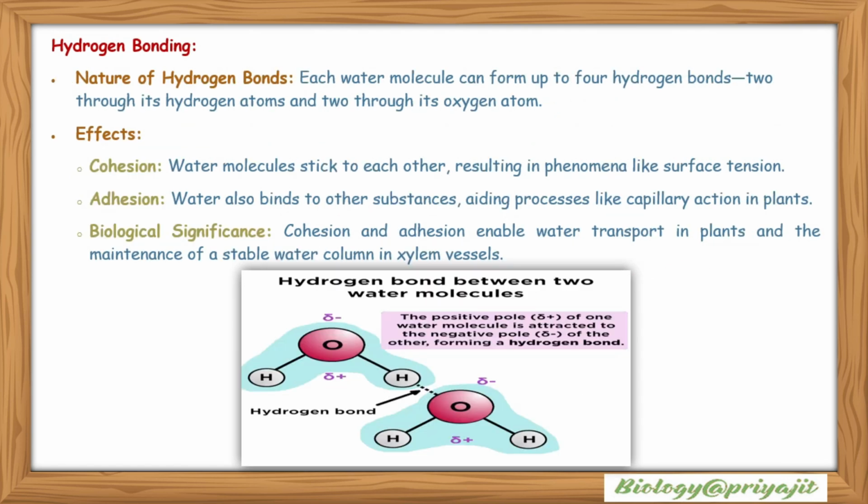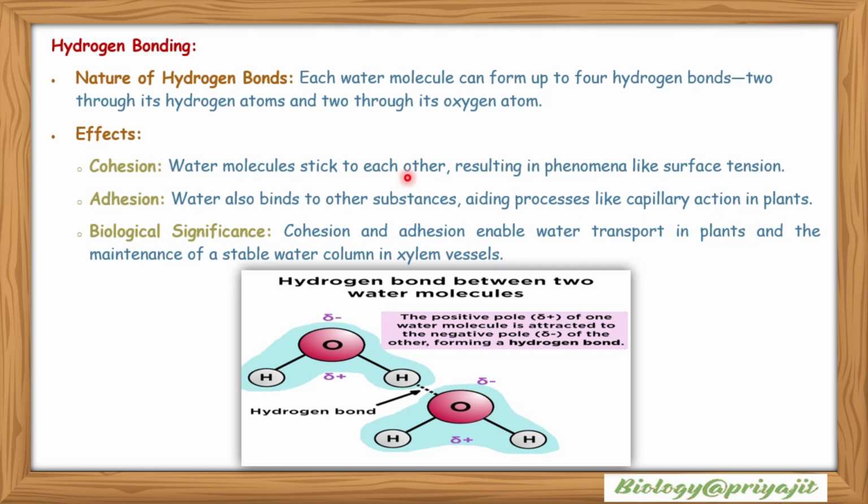Hydrogen bonding, nature of hydrogen bonds: each water molecule can form up to 4 hydrogen bonds, 2 through its hydrogen atoms and 2 through its oxygen atom. We know that. Effects: cohesion and adhesion. Water molecules stick to each other, resulting in phenomena like surface tension; that is called cohesion. And when water molecules bind to other substances, aiding processes like capillary action in plants, it is called adhesion.